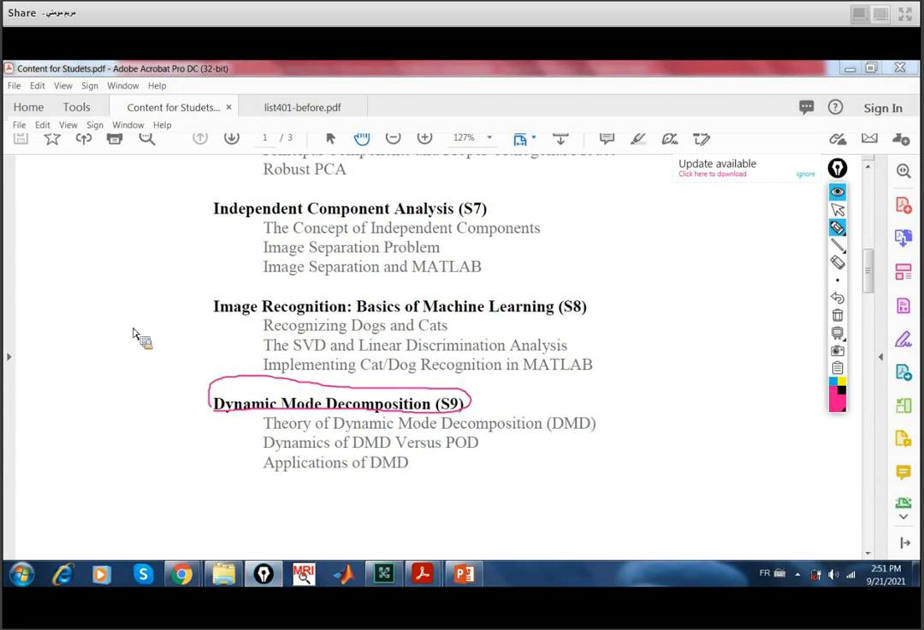Besides, we will also become familiar with image recognition. As you see, it is singular value decomposition and linear discriminant analysis. For example, we want to recognize dogs and cats. And as you see, we will do it with MATLAB.